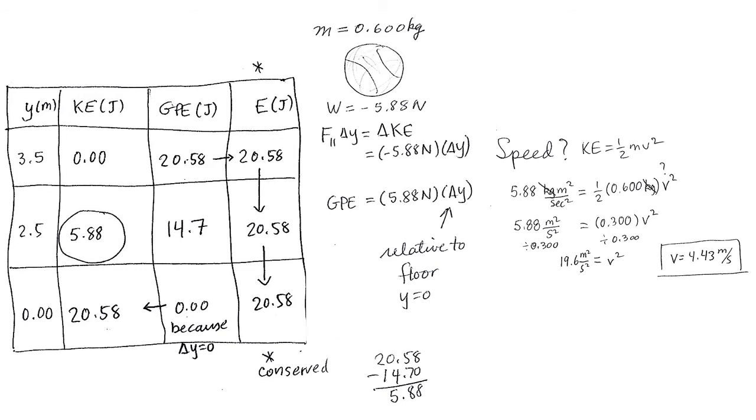Okay, so let's go 5.88 times 2.5. And that's 14.7. Is that right? Oh, okay, we'll remember that for the next part. So we want 5.88 times 3.5. 20.58. Is that right? Okay.